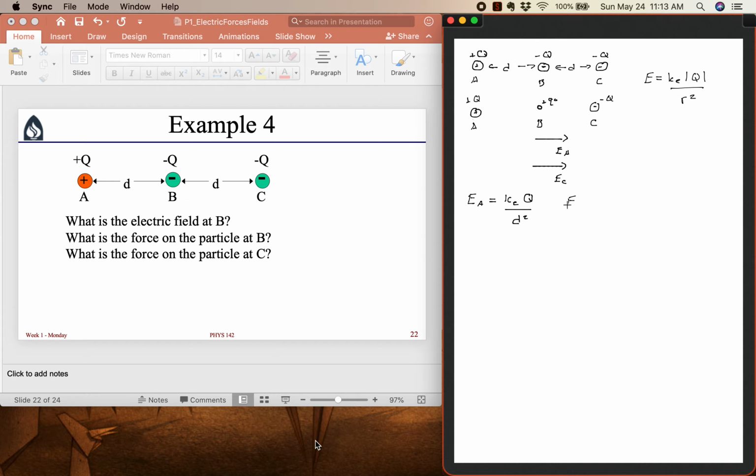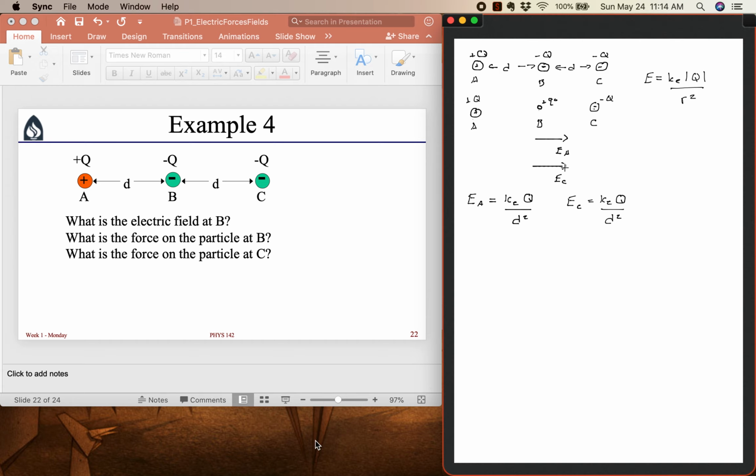Also, the amount of electric field made by charge C at location B is going to be equal to Ke. The amount of charge at C is also Q. It's negative, but I just use the amount of charge to find the magnitude of the electric field. I use the test charge to find the direction. So this is also going to be Q. And the distance between B and C, the location of the charge and the location of where I'm finding the electric field, that is also equal to D. And so that gets squared.